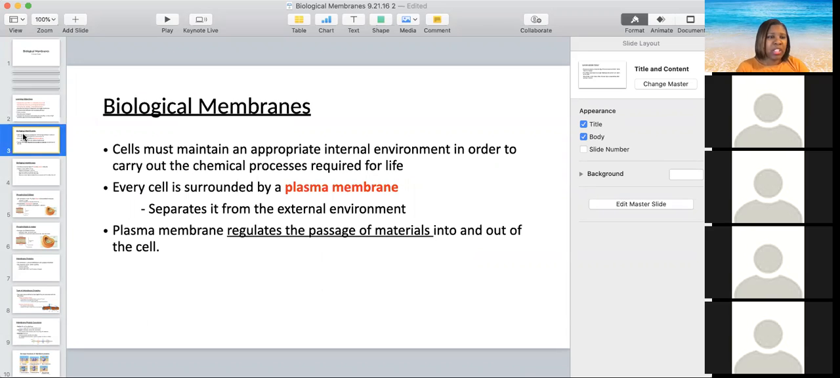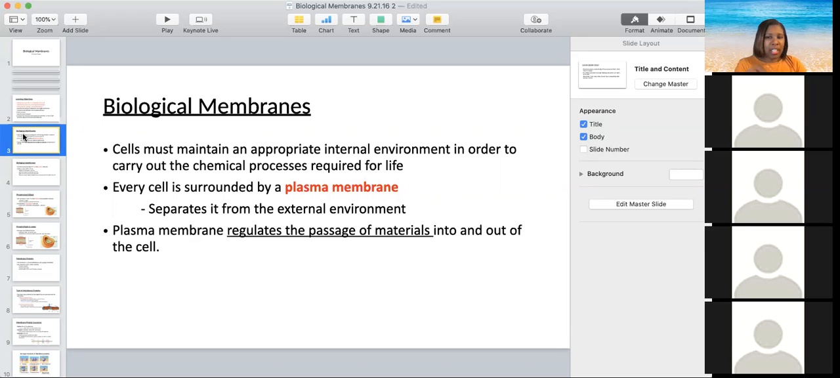We talked about the concept of homeostasis. All right. So cells must maintain a constant appropriate internal environment in order to carry out the things that it needs to do. One of the ways that it maintains that equilibrium is by regulating what's coming in and what's going out. The main way that we do that is by way of that plasma membrane.